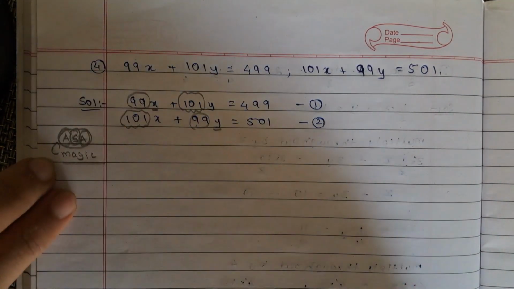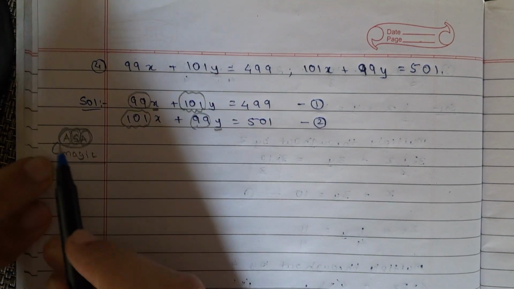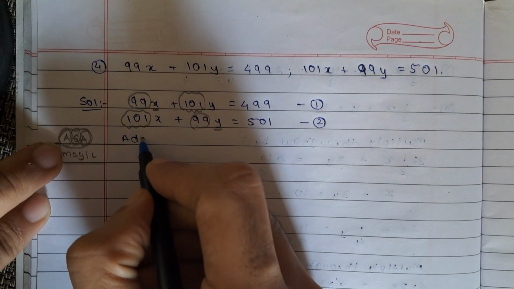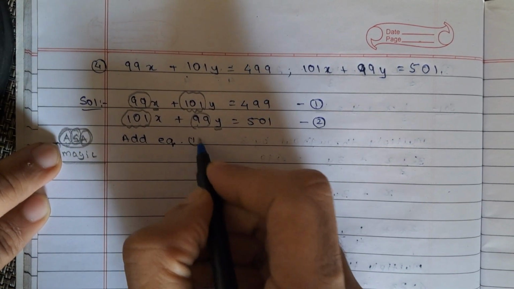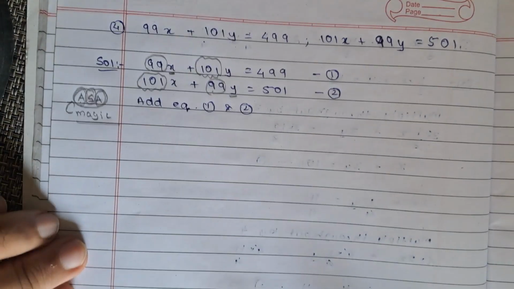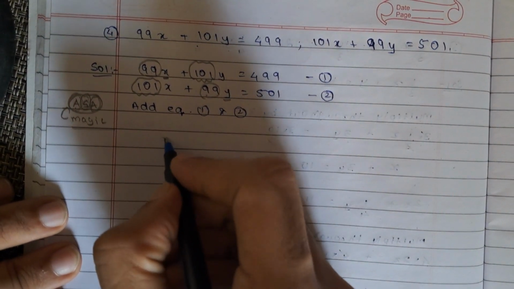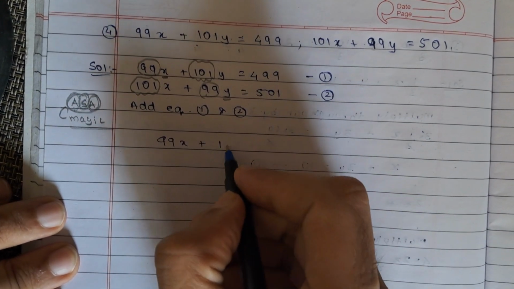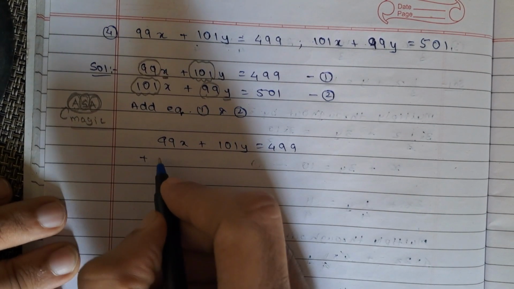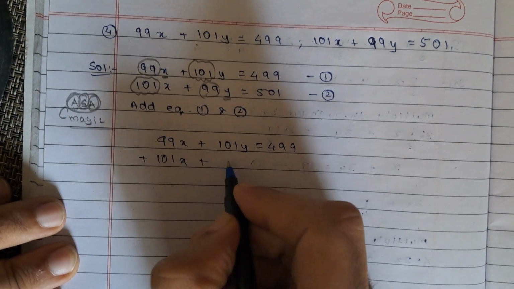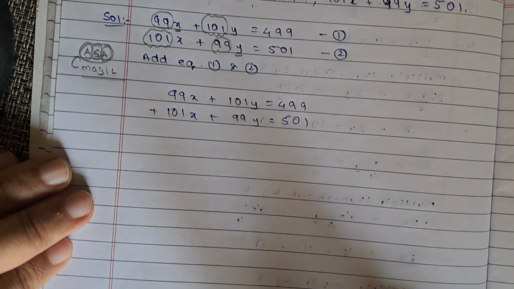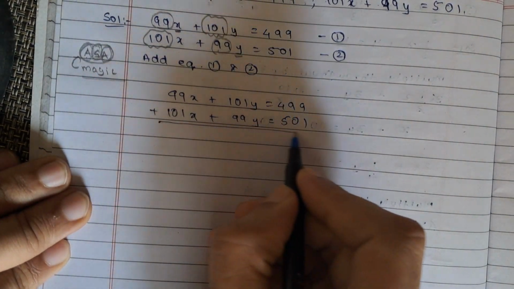So let's say first it says add, right? So blindly let me do that. Add equation 1 and 2. So I will just pick up these two equations and I will start adding them. What is this? 99x plus 101y equals 499 plus 101x plus 99y equals 501. And I will simply add them.